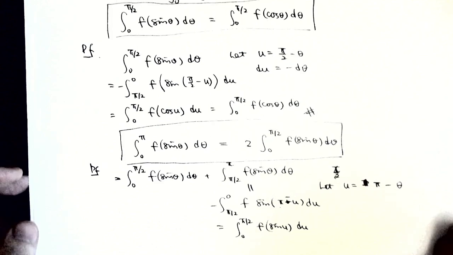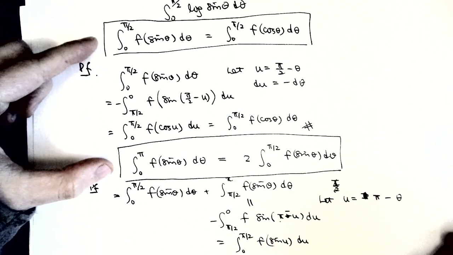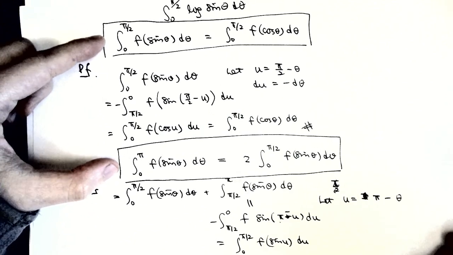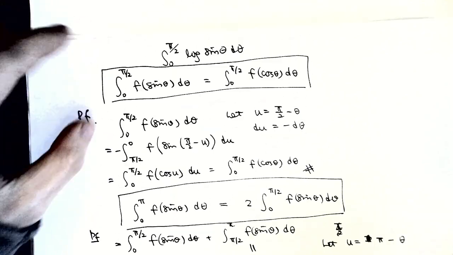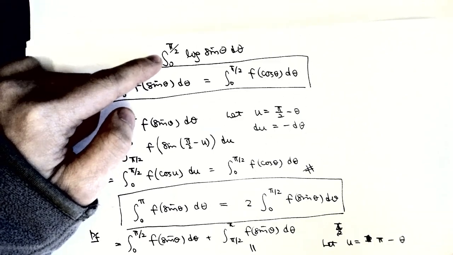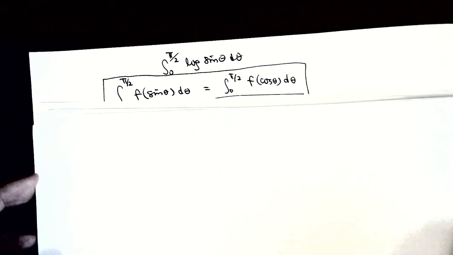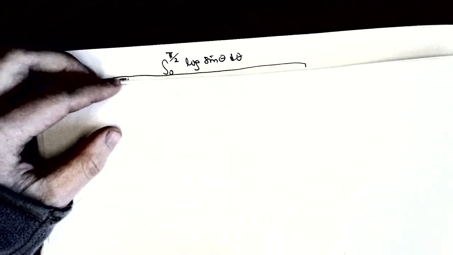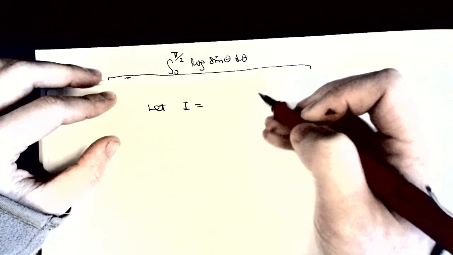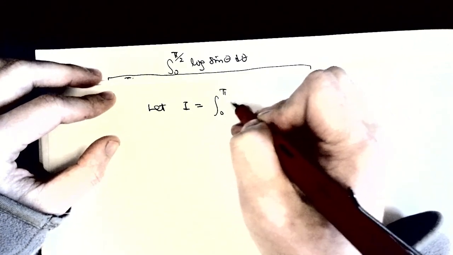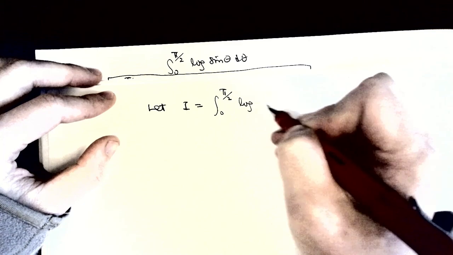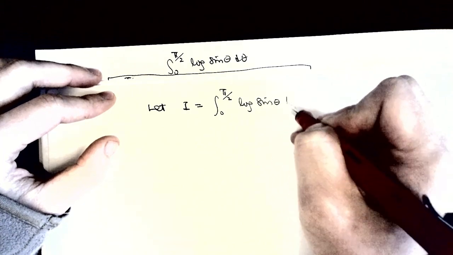Now with these two tricks in hand, we can attack this problem very easily. Now we let our target I be the integral from 0 to pi over 2 of log of sine theta d theta.